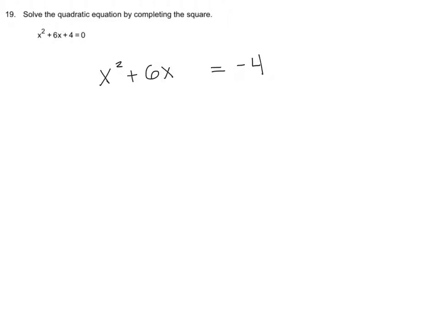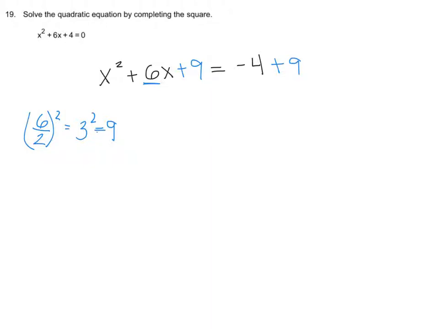Now I'm going to complete the square. To do that, you take the coefficient in front of the x term, which is a 6, and then divide by 2, and then we'll square it. So 6 divided by 2 is 3, and 3 squared is 9. So that means I'm going to add 9 to both sides of my equal sign.